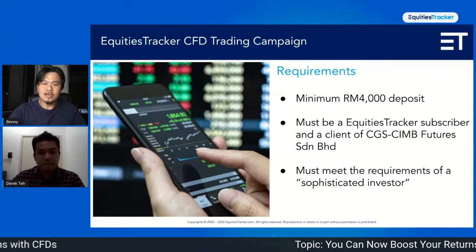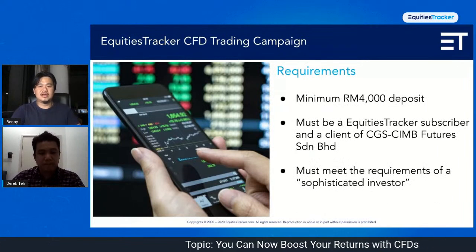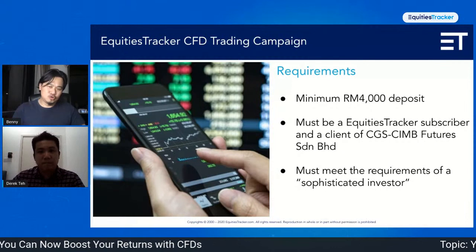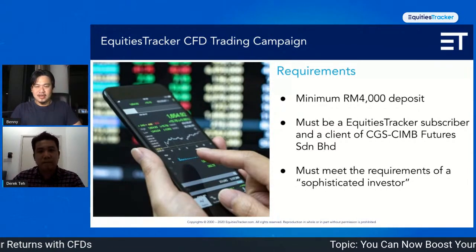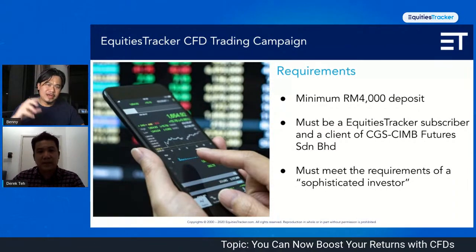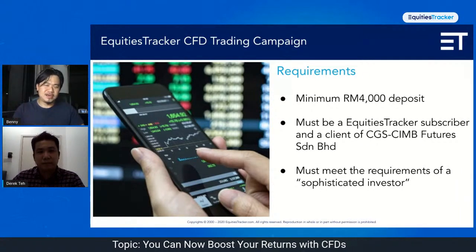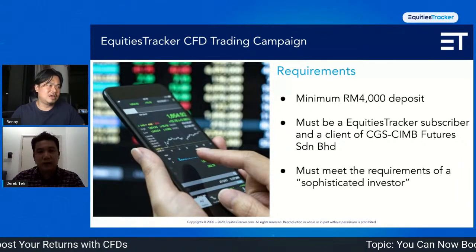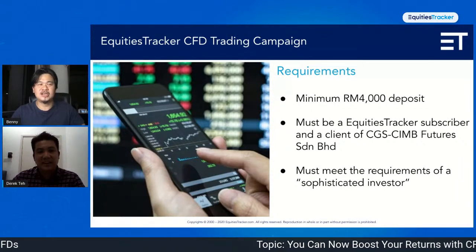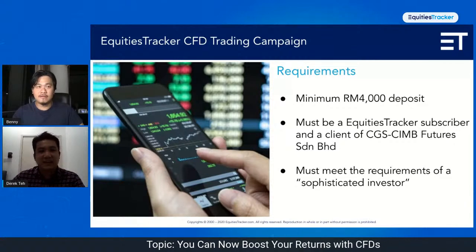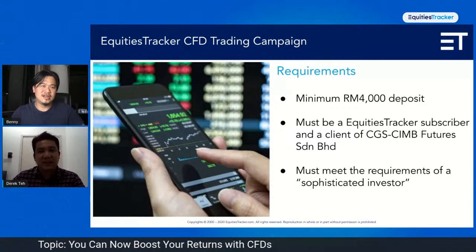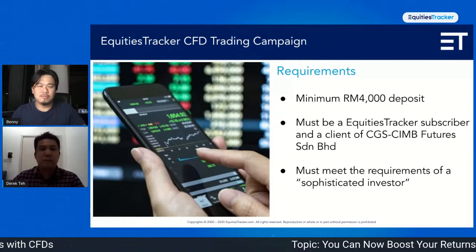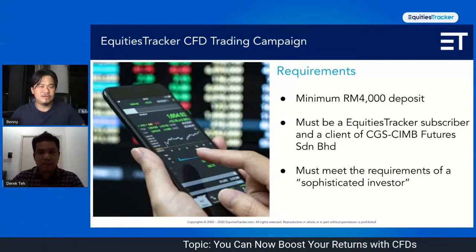All right. So these are the requirements. Okay, number 1, you need to have the minimum 4,000 ringgit I just mentioned. Number 2, because you guys are EquitiesTracker subscribers, you must be an EquitiesTracker subscriber. We give priority to EquitiesTracker subscribers. Whether you are subscribing to our Genius package or you have attended any of our courses, you are considered an EquitiesTracker member. Okay, so that's one.